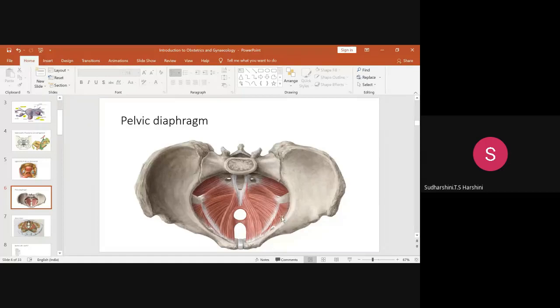Very good. So the fascia covering the obturator internus gets thickened, and this white line is called the arcus tendineus levator ani. This white line that you're seeing is nothing but the thickened pelvic fascia of the obturator internus, called the arcus tendineus levator ani. The origin of iliococcygeus is from the arcus tendineus levator ani, and it gets inserted into the coccyx. Okay, any doubts?